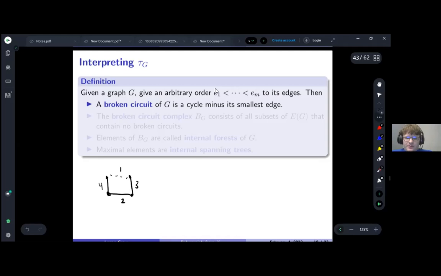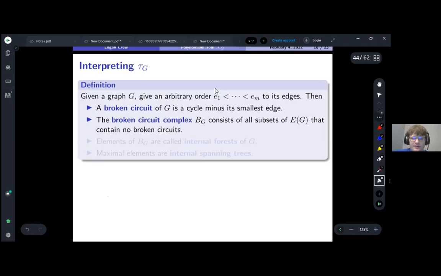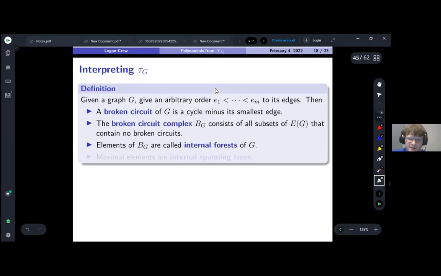And so the broken circuit complex of a graph is going to consist of all of these edge sets that contain no broken circuits. Elements of this complex we are going to call internal forests. Do note that implicitly this is internal spanning forests.